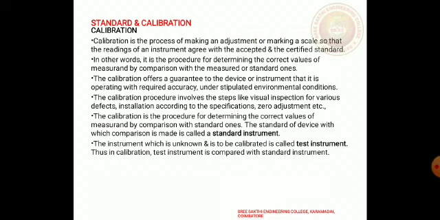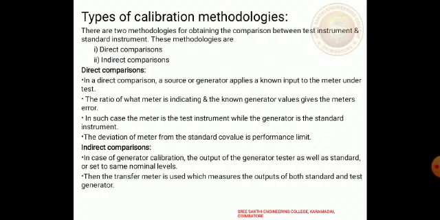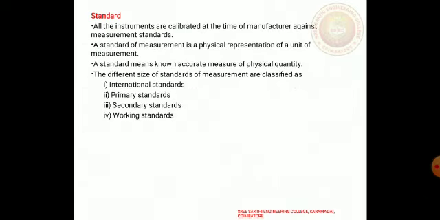And next we discuss standard. All instruments are calibrated at the time of manufacture against a measurement standard. A standard of measurement is a physical representation of a unit of measurement. A standard means an accurate measure of a physical quantity. The different types of standard measurements are classified as international standards, primary standards, secondary standards and working standards.